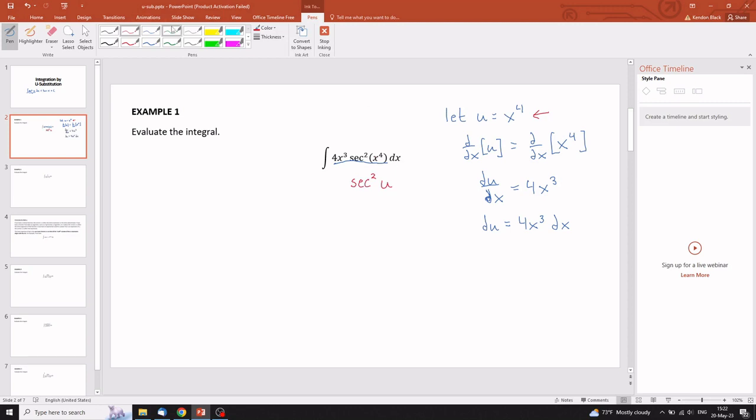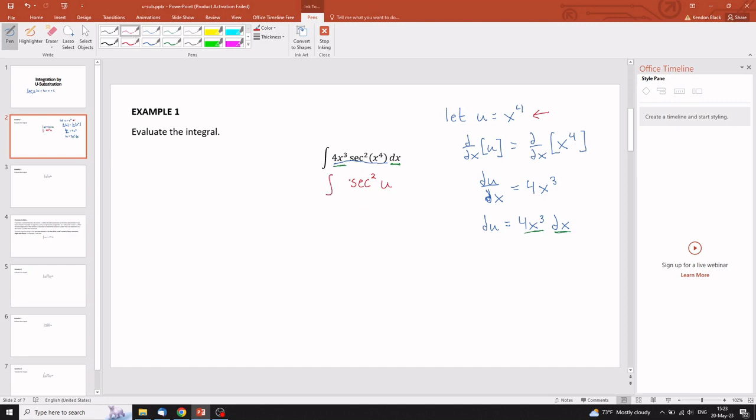Now the goal of U-substitution, in order to determine if this is going to work or not, is that we need all the outside stuff, everything outside of this secant squared x to the fourth, which would be this 4x cubed and this dx, to line up with the du so that we can make a du substitution. Well, if we look, du is 4x cubed dx. So for this example, everything lines up perfectly. So we have exactly what we want. Now let's go ahead and make the substitutions.